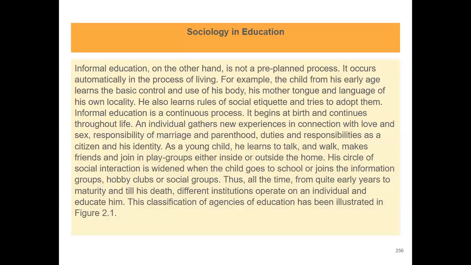Informal education, the other way around from the formal one, is not a pre-planned process. It occurs automatically in the process of living. See the difference. Formal education, you get now, for example, at school. That is a deliberately planned place, with a curriculum, a set of rules, teaching methods, a lot of planning. Informal education you get throughout your life.